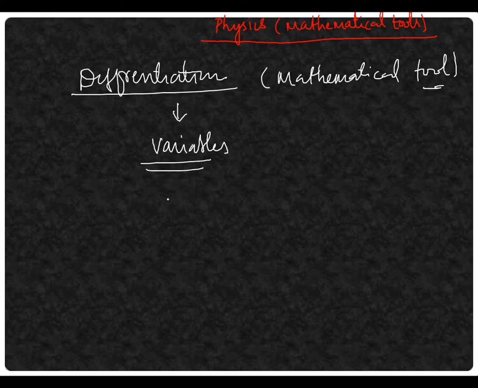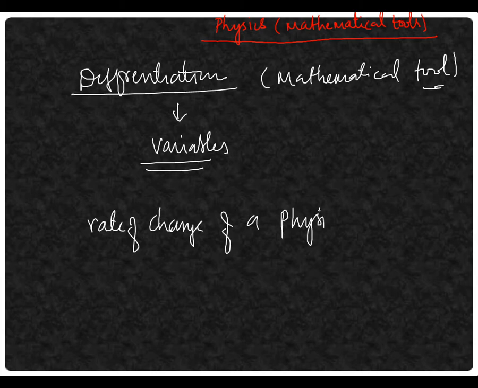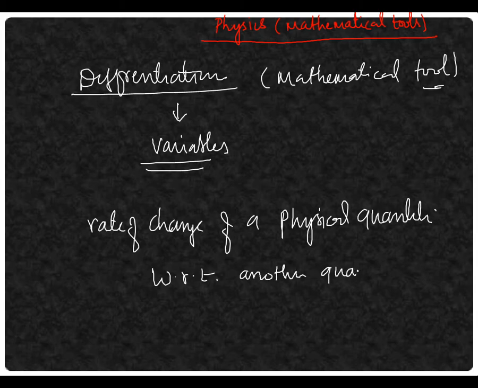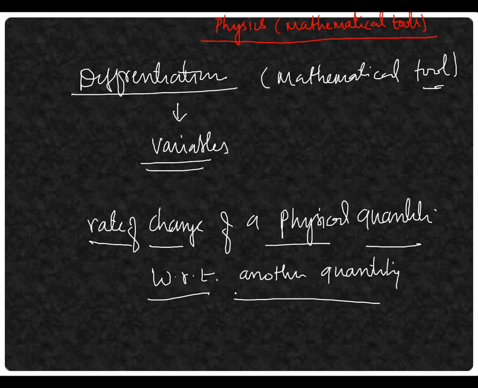So in physics, the meaning of differentiation is the rate of change of a physical quantity with respect to another quantity. When we want to find the rate of change of a physical quantity with respect to another physical quantity, then we apply differentiation.